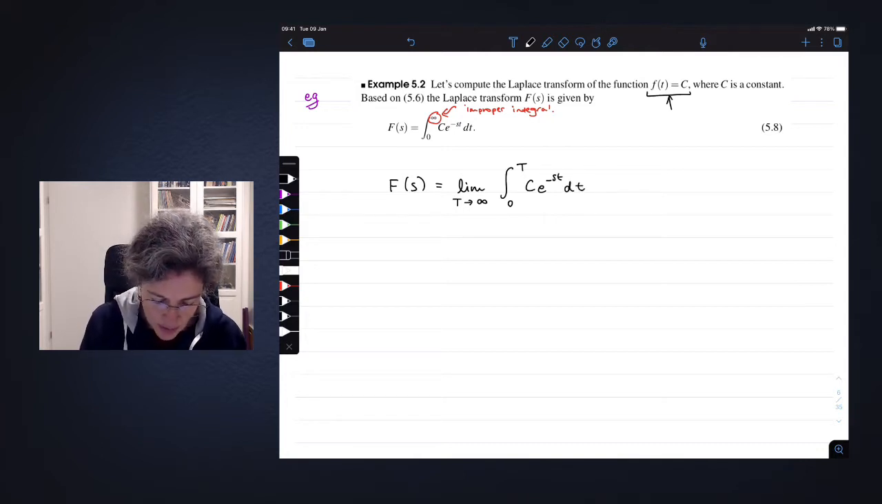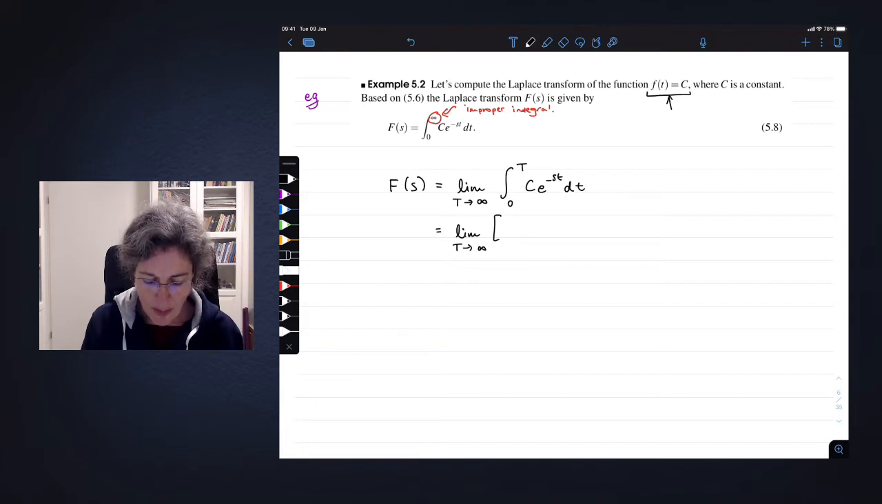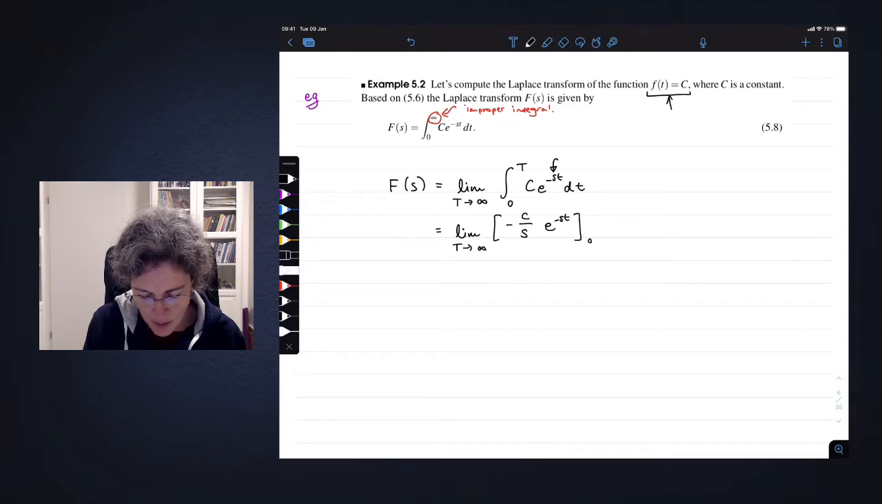And we can just go ahead and do this. I haven't worked out my limit yet, I'm just going to integrate. So this is a constant times e to the minus st integrated with respect to t. As far as this integral is concerned, s is a constant. So when we integrate that, we should get minus c over s times e to the minus st, and we're integrating that from 0 to T.